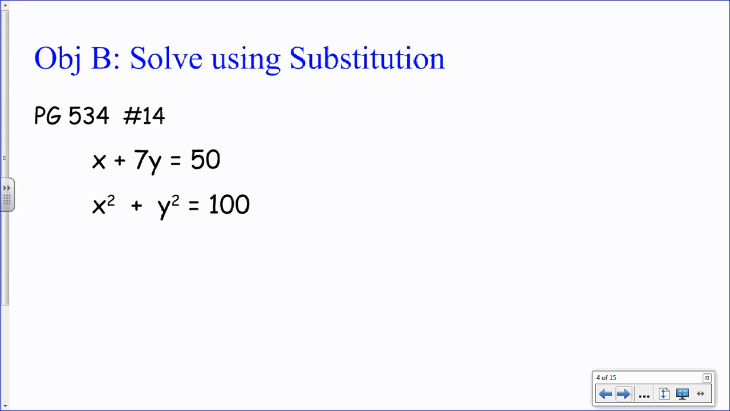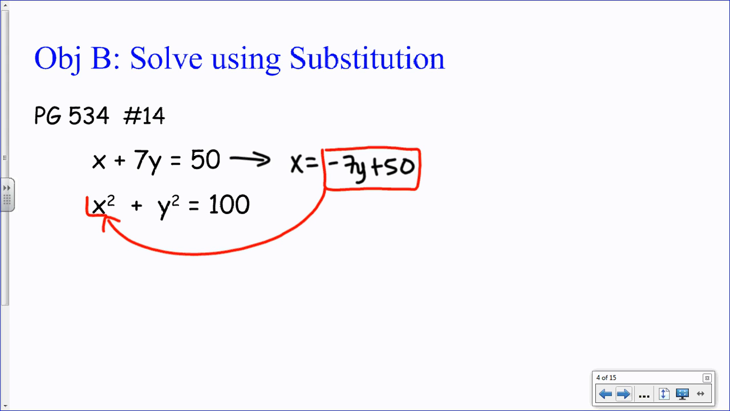Okay, so I need to do the top, and I'm going to get x by itself, so I'll subtract the 7y. And I'm choosing x because that's the easy one. And then I take this and I plug it into the second equation for x.